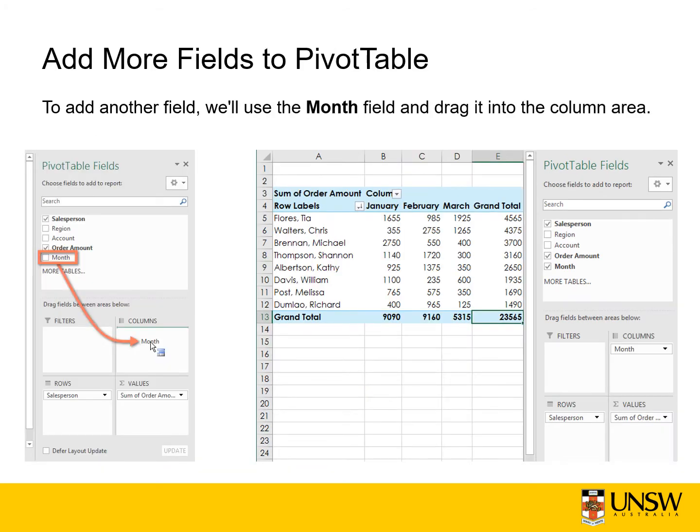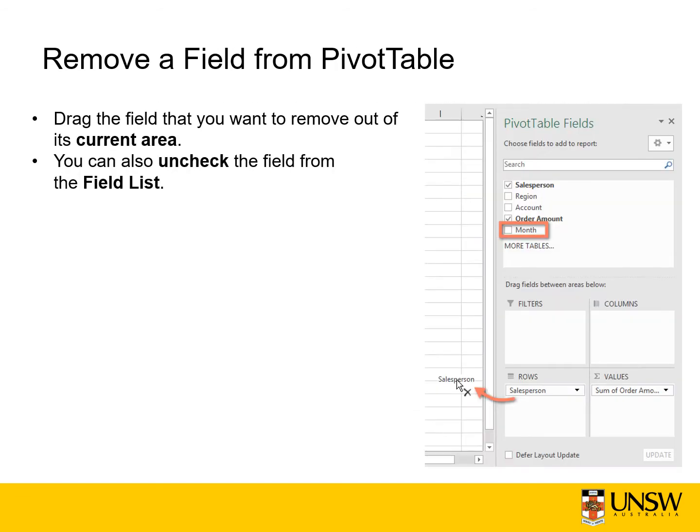In order to add more columns to your pivot table, simply select the desired field and drag it to the desired area. In our example, we will use the month field and drag it into the column area to show the sale amount of each salesperson in different months. When you want to remove a field from your pivot table, drag the field out of its current area. You can also uncheck it in the field list.